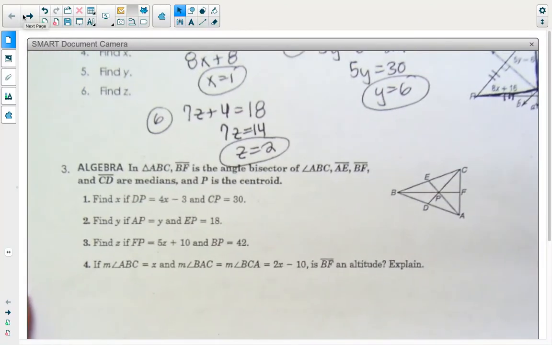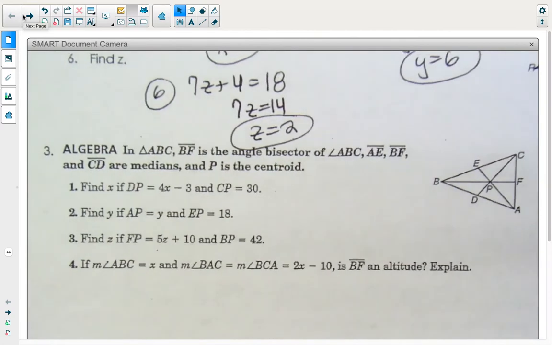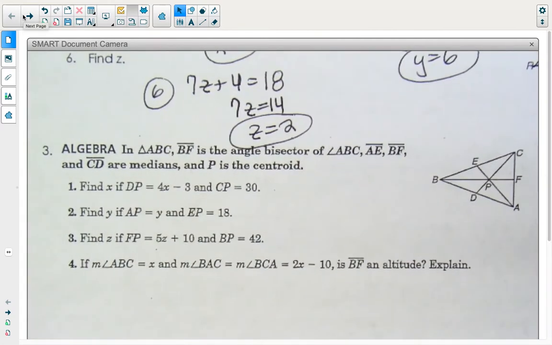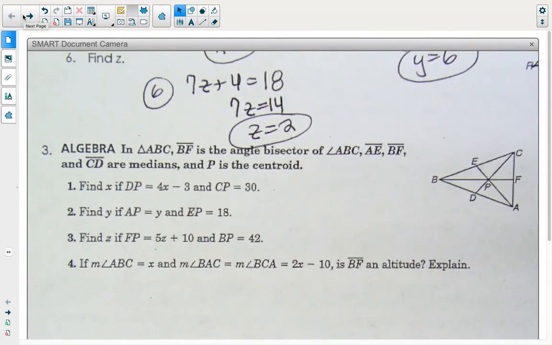Okay, so last one, number 3. Okay, algebra. In triangle ABC, BF is the angle bisector of angle ABC. AE, BF, and CD are medians. So that's going to be important for us to know later on. They are all medians of one another. And we know that medians, you take the midpoint of one side, connect to the vertex opposite of that. And P is the centroid. And your centroid is the point where all your medians intersect.